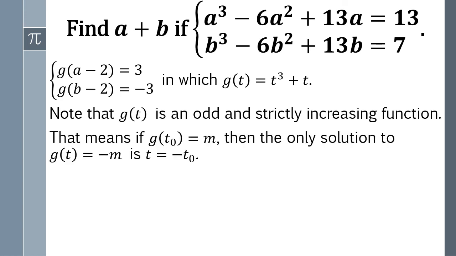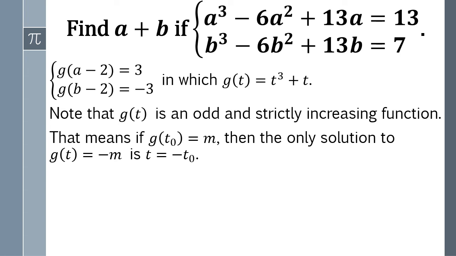That is, for two inputs of g(t), if their outputs are opposite numbers, then those two inputs, or those two variables, must be opposite numbers too.